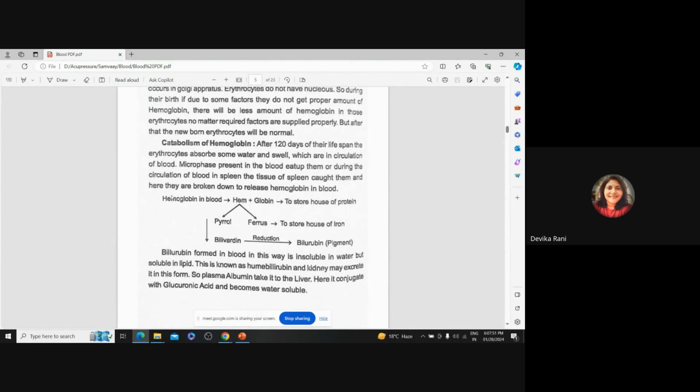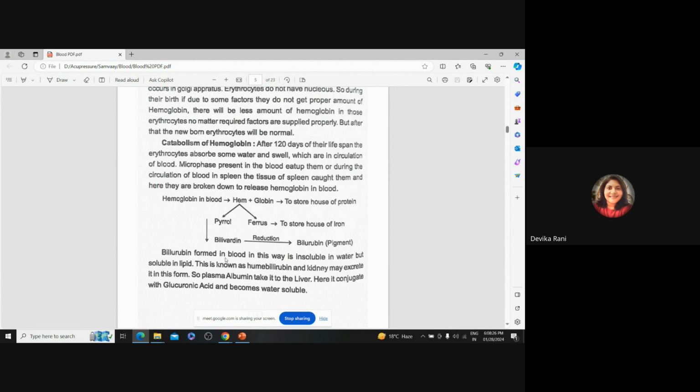Okay, so hemoglobin in blood breaks down into heme plus globin, because it contained heme and globin. The globin part goes to the storehouse of protein. Now heme contains the pyrrole chain and iron. So the iron goes to the storehouse of iron. The pyrrole converts into biliverdin, which is further reduced to bilirubin pigment.